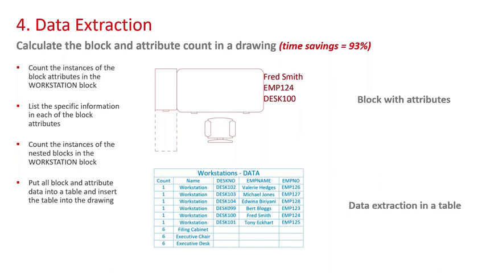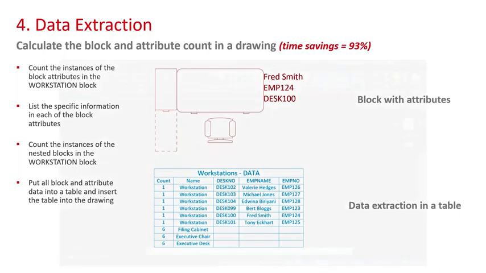We're also going to count the instances of the nested blocks in the workstation block. You'll notice in the table on the slide at the bottom left, we've got 6 filing cabinets, 6 executive chairs, and 6 executive desks. Those are the nested blocks that are then converted into one block, the workstation block, which has those attributes against it: the Fred Smith, the employee 124, and the desk 100. And all of that information can be taken out of your drawing and put into, as you can see there, an AutoCAD table, or it can go externally. It can go to something like an Excel spreadsheet or an Access database in an MDB file, for example.